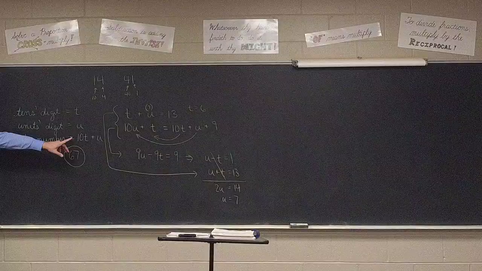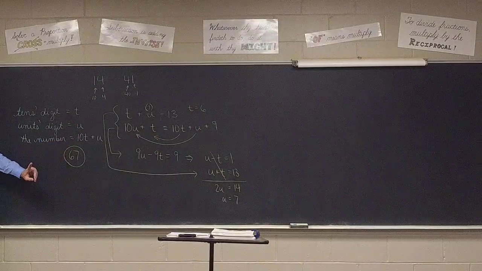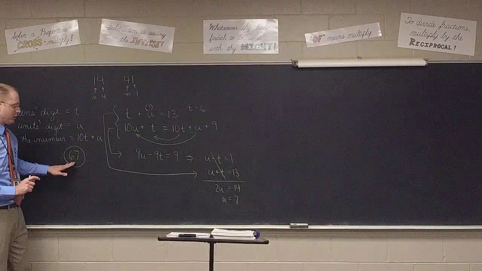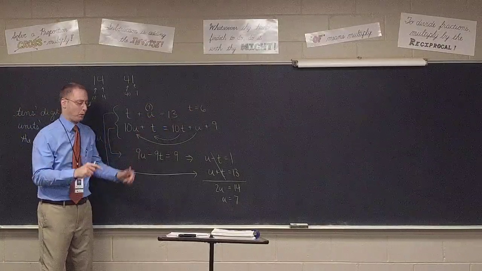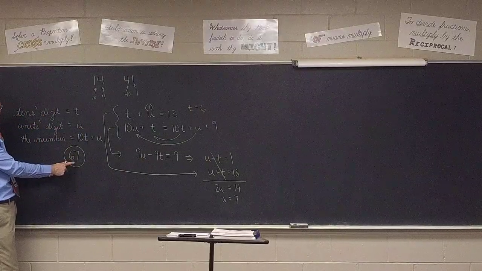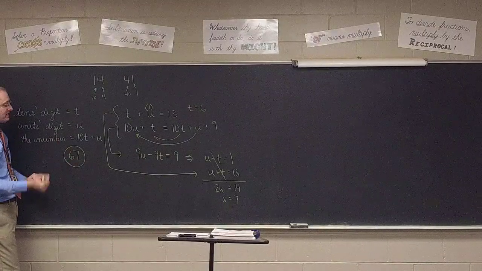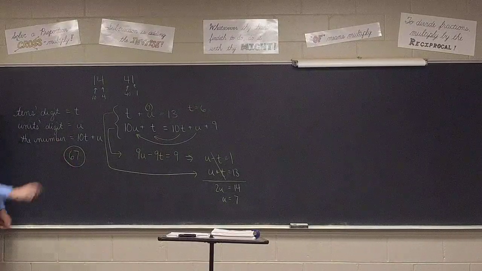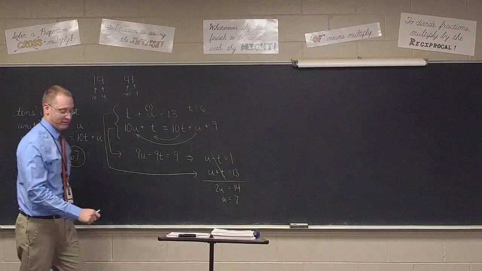All right, questions? Now let's check it. We said that the number is 67, but according to the problem, the sum of the digits should be 13. Yeah, that's how I got the 6, right? So I can't use that as a check, I've got to use the other one. If the digits are reversed, what would the number become, class? 76. Would 76 be 9 more than 67? Yes, it would, and it checks out. So that's what we should have had for the extra credit.